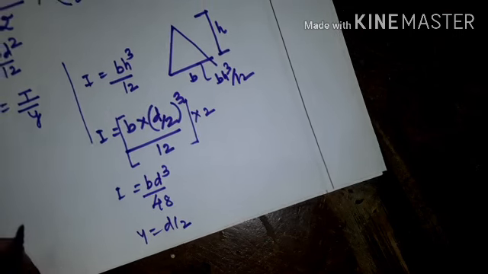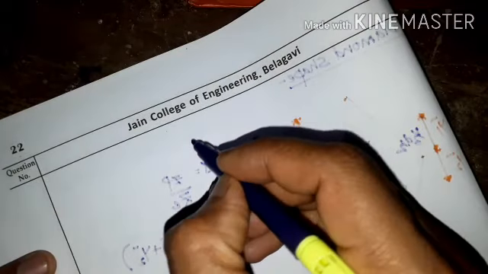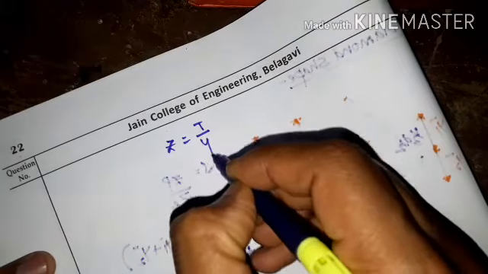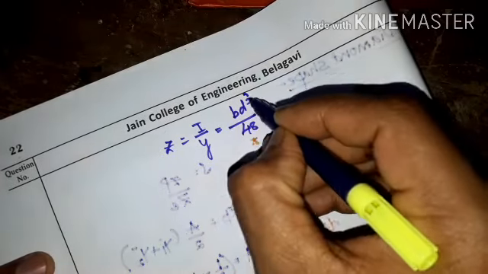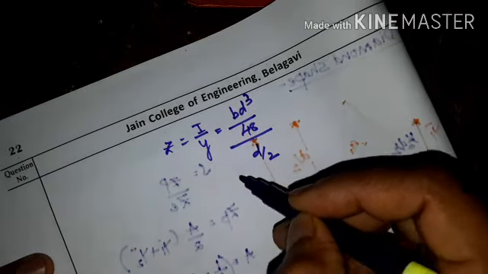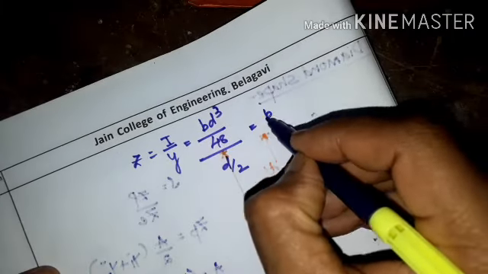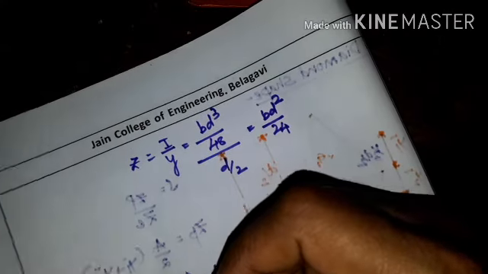So we will substitute back here. Z is I by Y. So I is BD cube by 48 divided by D by 2. We'll get this as BD square by 24.